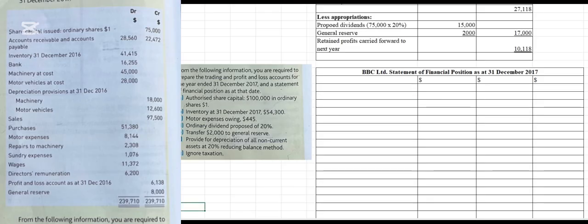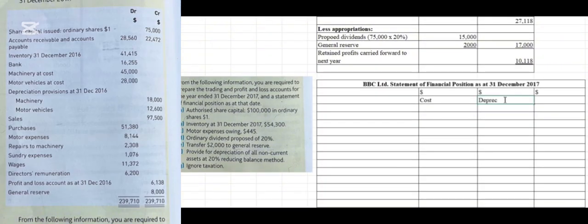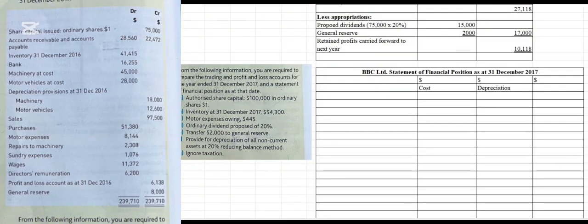So by scanning through these figures, we know that there are some depreciations that are to be taken into consideration already. So I can just go in and put the headings that I will need. So in the cost, depreciation, and net. Net or net book value, same thing. Our non-current assets, we have machinery.